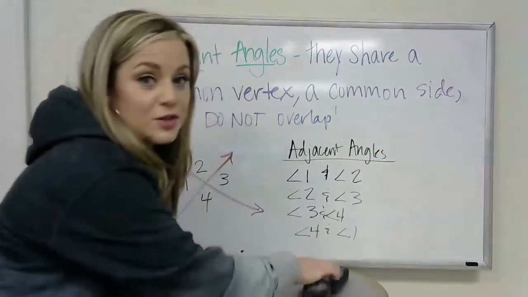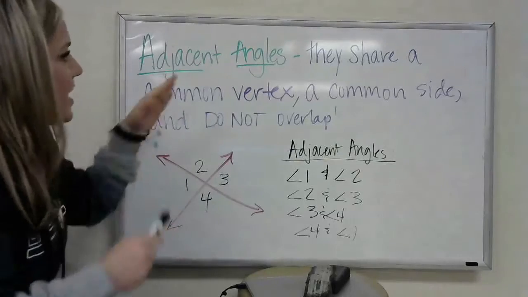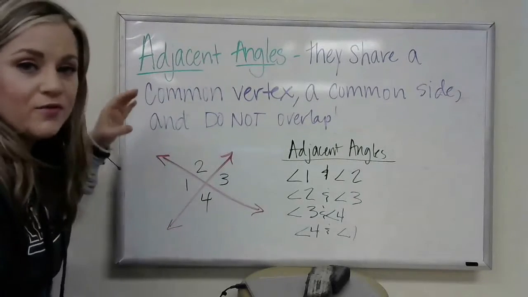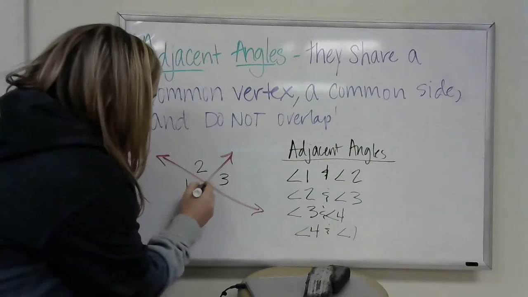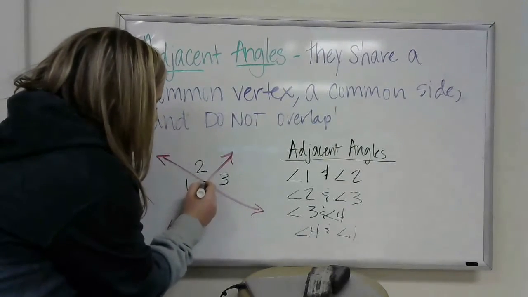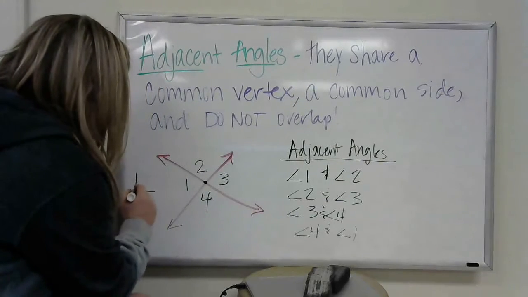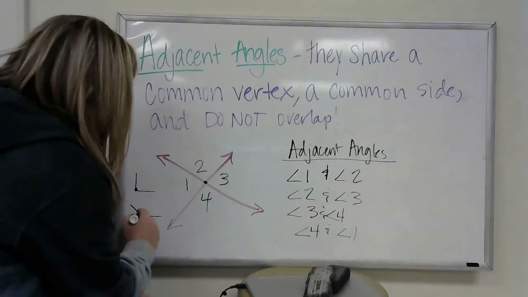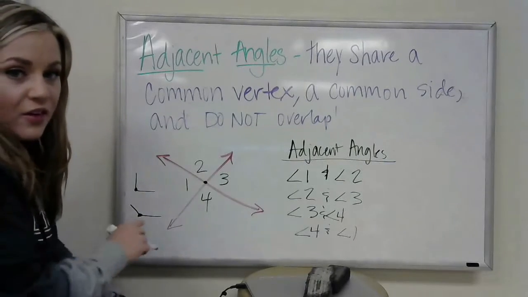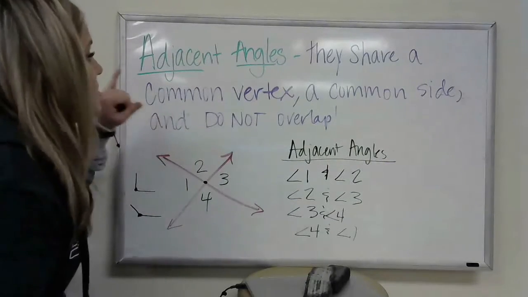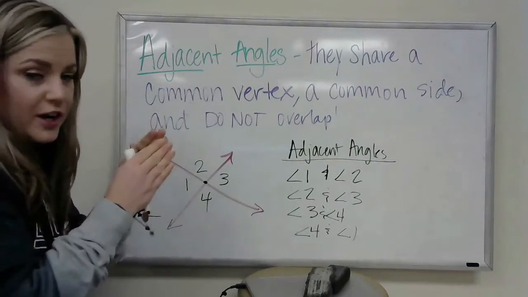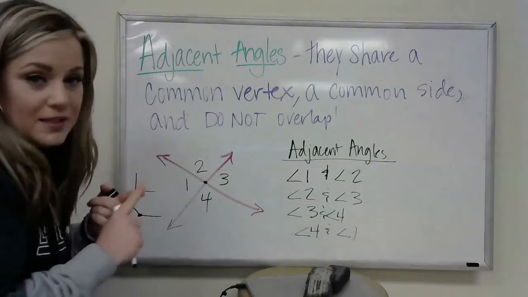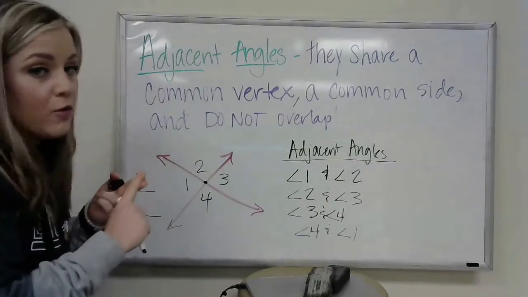Okay, so let's go to adjacent angles. Adjacent angles share a common vertex. And we know vertexes are when angles come together. Like, here's the vertex, or here's the vertex. It's when they come together, when they come to a point. Okay, so they share a common vertex. They share a common side, and they don't overlap.